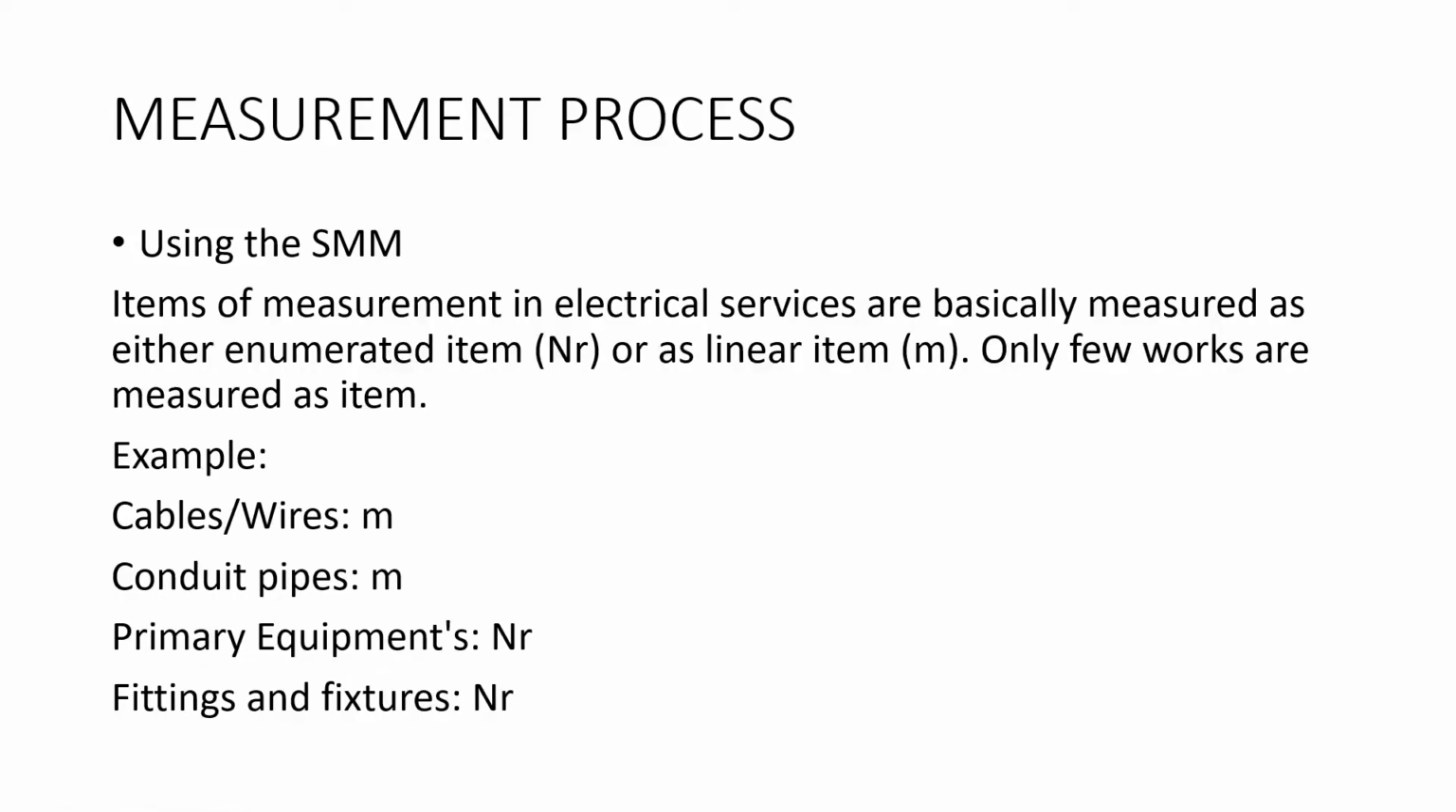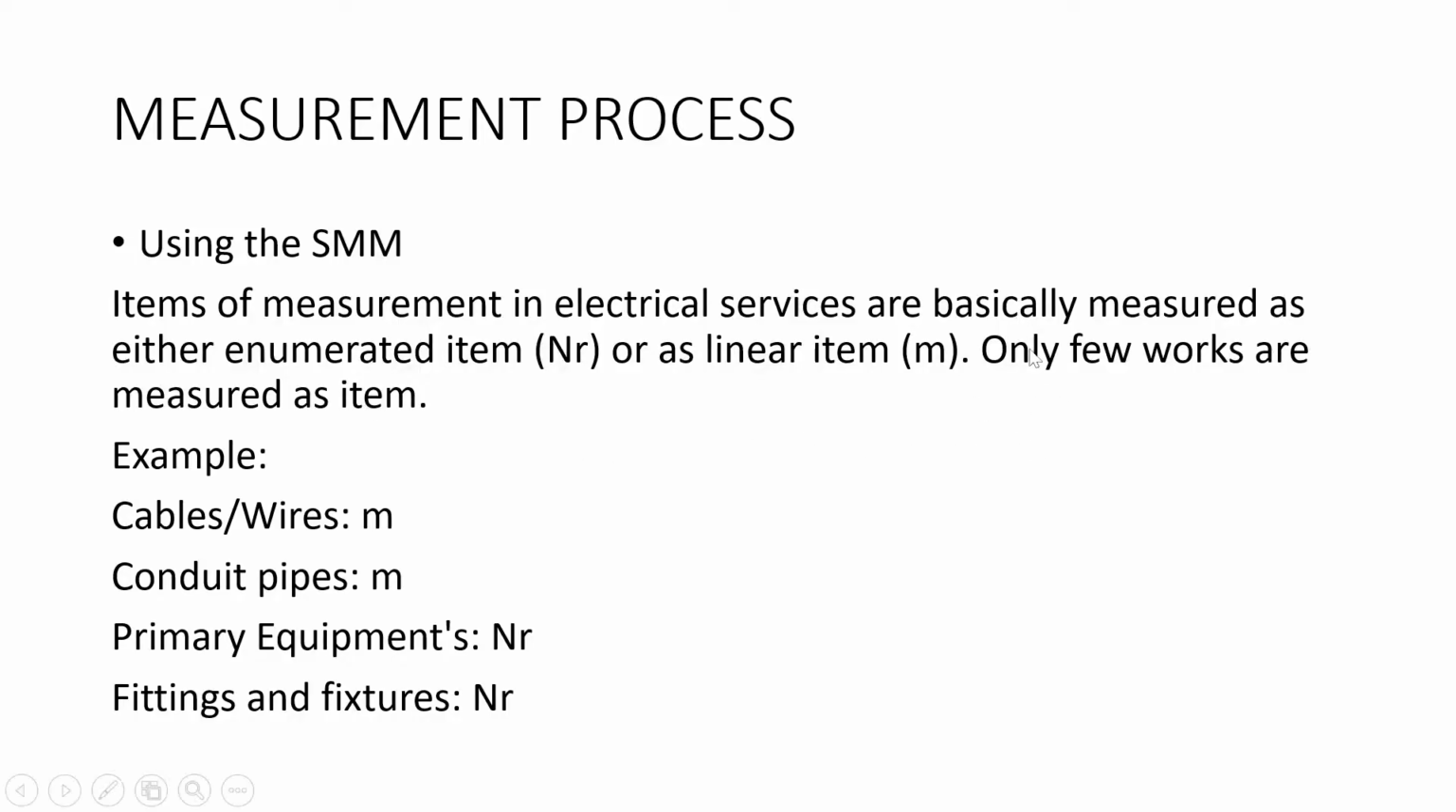Good. So moving forward now, the measurement process, right? Using the standard method of measurement, which is what we are used to. Items of measurement in electrical services are basically measured as either enumerated. And remember, anytime something is enumerated, it means that you should what? Count. Just find the number. That is what it means, right? Or as linear items. When I say linear, it means that you should measure it in what? Meters. So only few works are measured as item. When I mean item, it means like provisional works, lump sum and stuff like that.